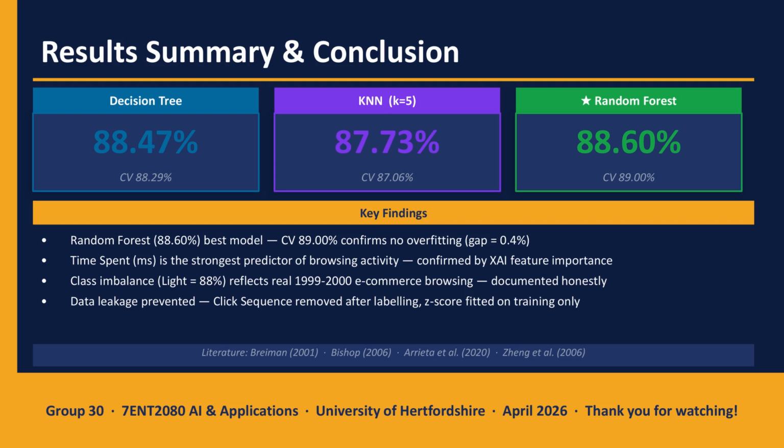Random forest was our best model at 88.60% accuracy, with a cross-validation score of 89%, confirming stable, generalizable results. Time spent is the strongest predictor of browsing behavior. Class imbalance is a known and documented limitation. Our pipeline prevents data leakage, uses correct normalization, and is fully reproducible. All deliverables are complete.